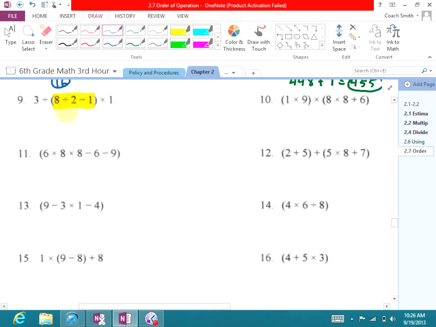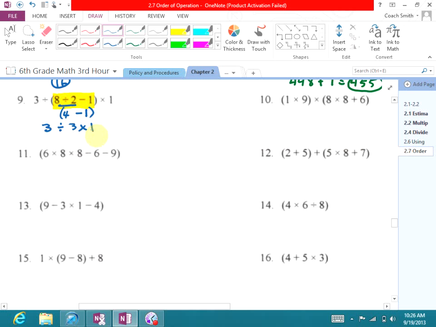Yes, we have to go 8 divided by 2 first, which equals what? 4. So then I have 4 minus 1 in parentheses. What is 4 minus 1? 3. So now I have 3 divided by my parentheses, which we made 3, okay, times 1. That's what I have left.